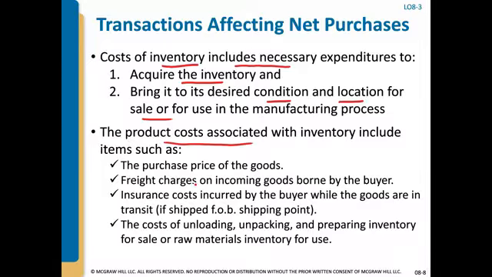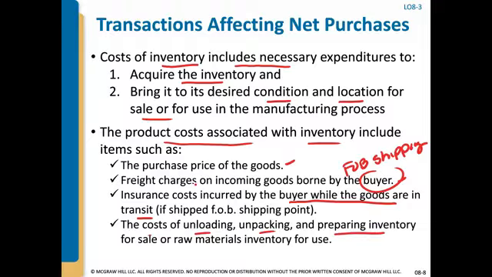So the product costs associated with inventory include the purchase price of the good, the freight charges on incoming goods by the buyer. So this is if it's FOB shipping, then the buyer incurs it as part of its inventory. Any insurance costs incurred by the buyer while the goods are in transit. So that's a cost to get it to its location as well. And the cost of any unloading, unpacking, or preparing the inventory for sale or any raw material inventory for use.